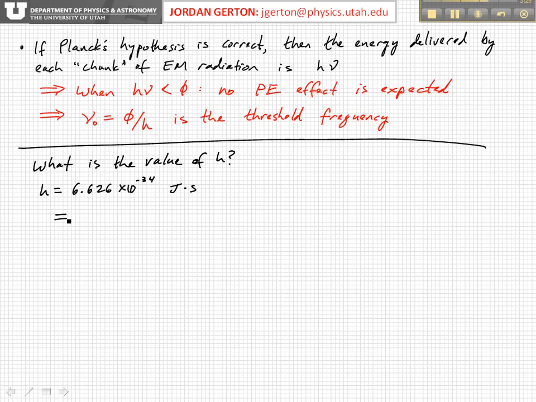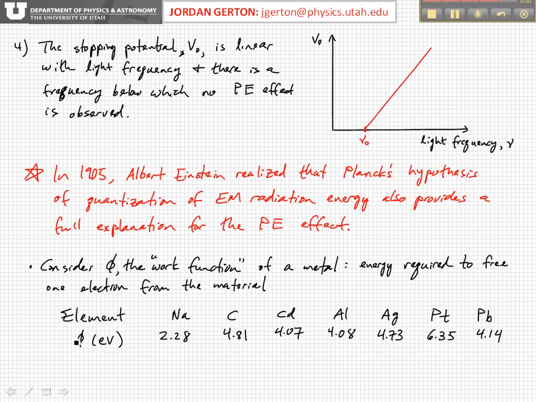We can write this in other units. It's also 6.626 times 10 to the minus 27 erg seconds, if you like those units better. And it's also equal to 4.136 times 10 to the minus 15 electron volts times seconds. So those are the typical units which we may use. In particular we often use electron volts, for example here, right? We're listing phi in terms of electron volts.